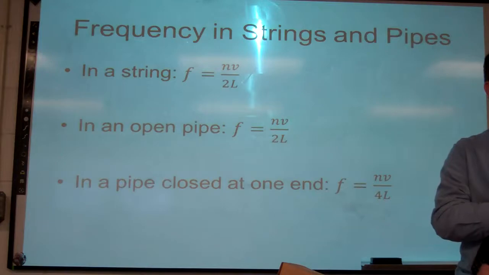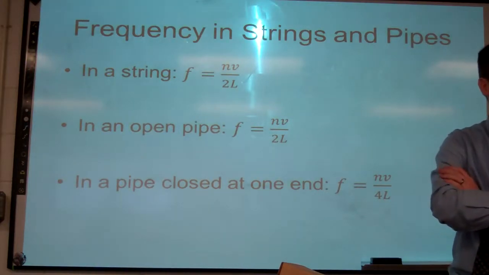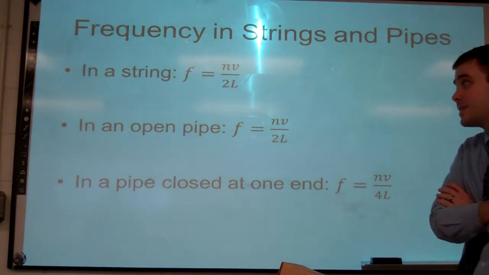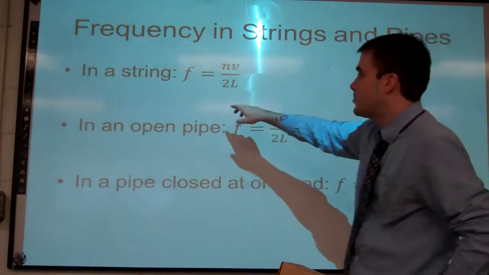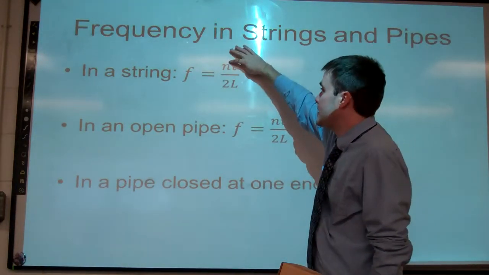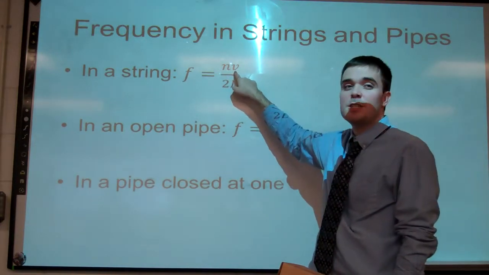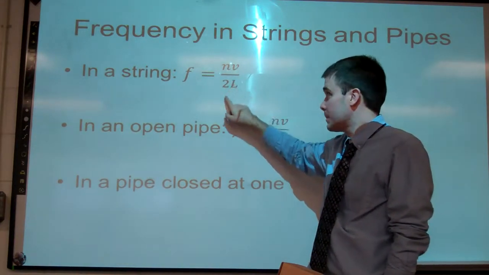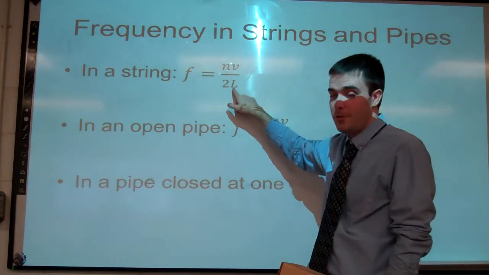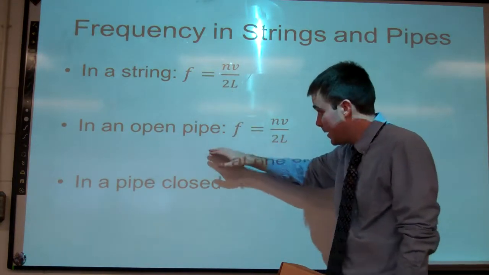All right, frequencies and strings and pipes. These are just some equations. I'm going to go through what they mean. In a string, the frequency is equal to n, which is the harmonic. That's usually going to be 1, times the speed of the wave in the string, divided by 2 times the length of the string.